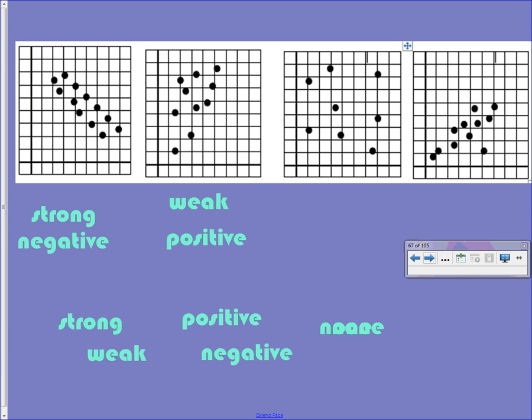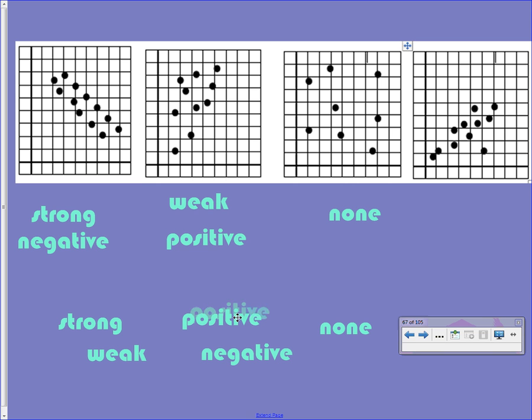The third one, I don't know if that looks like a line at all. So I'm going to go with none there. It doesn't look like any linear relationship. I can't tell if there's a relationship, so I'll go with none. And that fourth one definitely looks like a positive, and I'm going to call that a strong. I think most of those look like they're close to a line. So that's how you would describe different scatter plots.